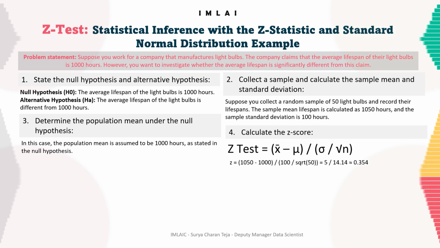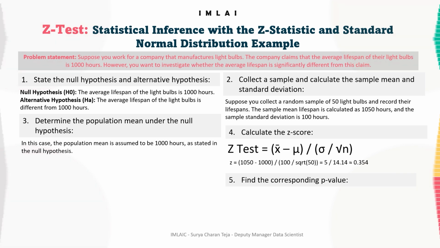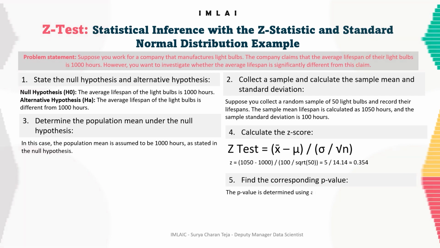So calculating the z-score is done, and we got what you see on screen. Now we have to find the corresponding p-value. That's the fifth step. The z-score can be used to find the p-value, which represents the probability of observing a sample mean as extreme as the one obtained if the null hypothesis is true.